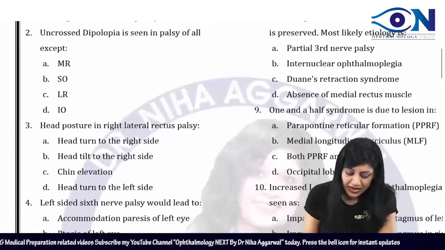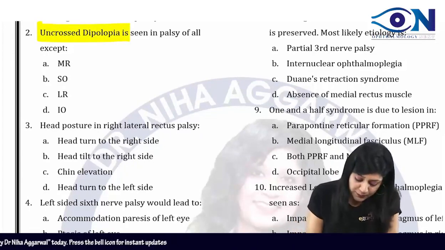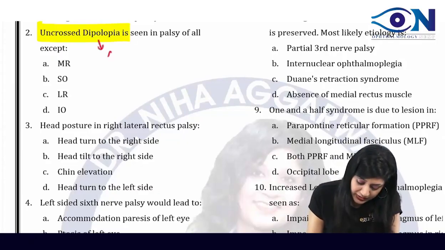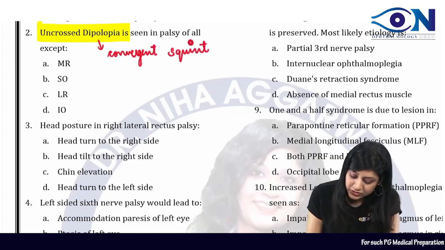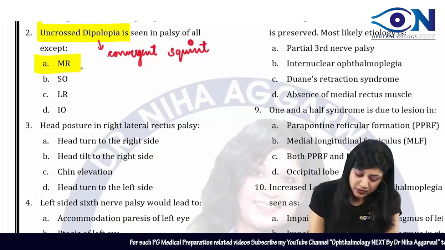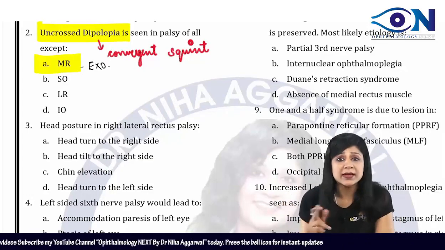Number 2, we have uncrossed diplopia. Now, uncrossed diplopia is seen in all except which one? Uncrossed means you should have the convergent squint, right? So all of the following will give you convergent squint except for the medial rectus, because medial rectus is going to give you the exotropia. So the answer to this question will be A.